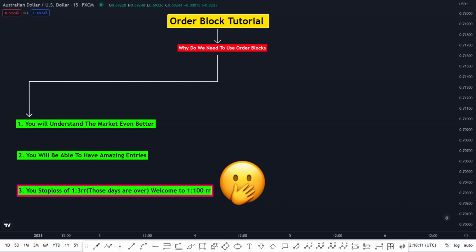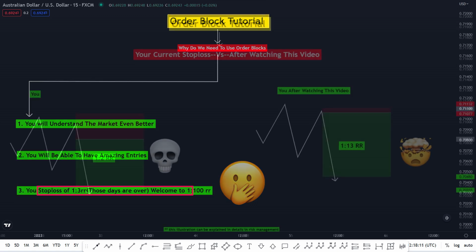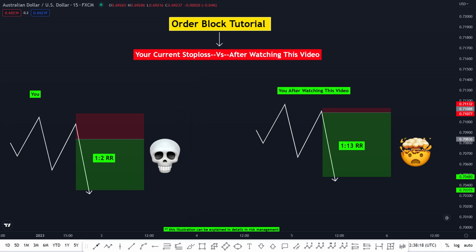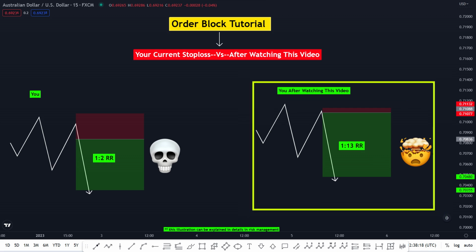Those days when you have a trade setup of 1 to 3 are over. You might be lucky one day and catch a trade that requires a 1 pip stop loss with a take profit of 100 pips. That is 1 to 100. Let me show you an example. This is you currently trading support and resistance, or maybe you are using indicators with a huge stop loss. Then this will be you after watching this video.